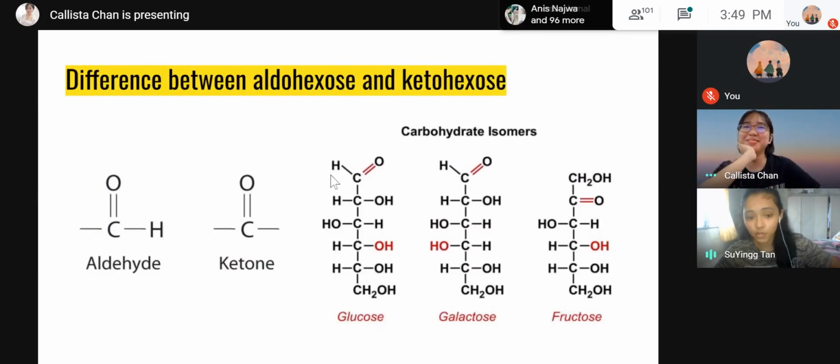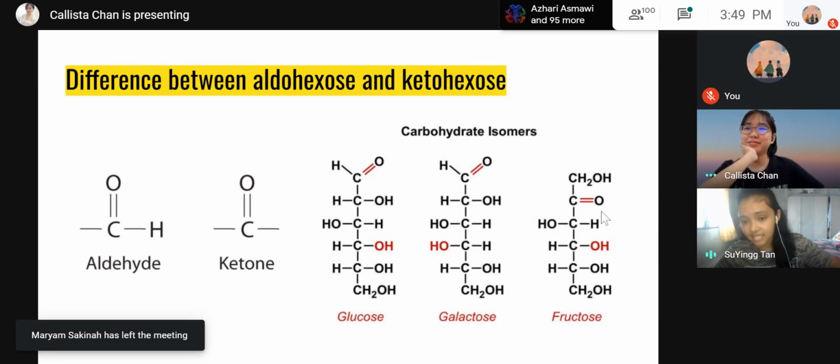All right. So same goes to glucose. It's the same thing. So both glucose and galactose are aldohexose. But as for fructose, you can see the carbonyl group is at the second carbon. It's not at the terminal.